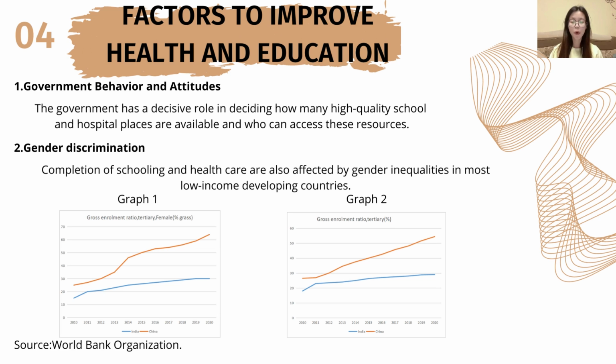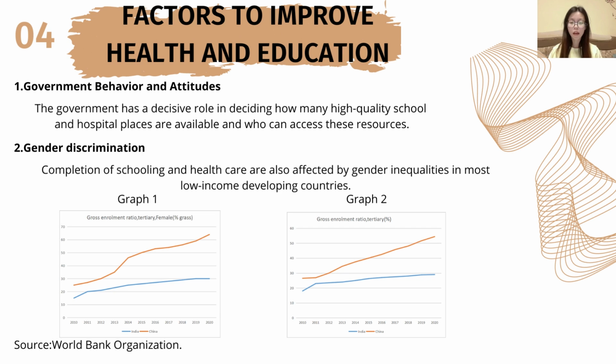First, I think the most important thing is the behavior and attitude of the government. I think a person's level of education and health can be influenced by many non-market factors. The government decides how much high-quality school and hospital places to provide, playing a decisive role in who can enjoy these resources. So the behavior and attitude of the government are very important.